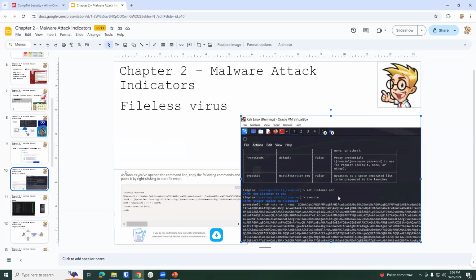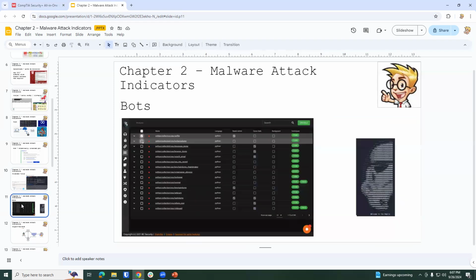I played with PowerShell Empire and I did a fileless C2 command. And I loaded that into memory, and it's just a bunch of mumbo jumbo, right? Doesn't make any sense. Just a bunch of letters. But that is actually sending a command back to the C2 server, and it's allowing you to have control of it. So, which is a perfect example for the next one, which is bots.